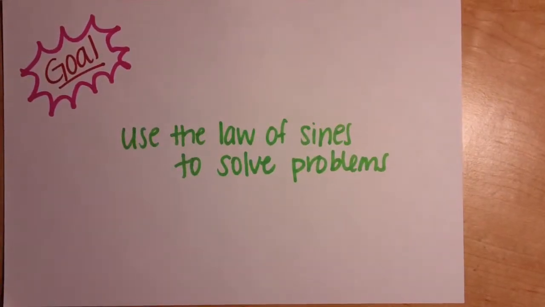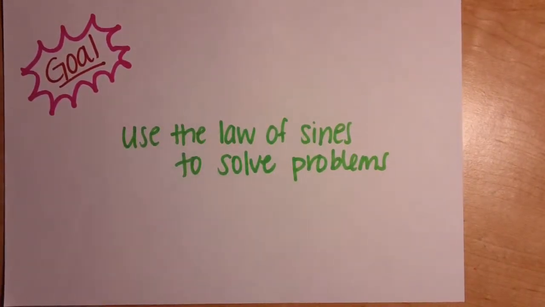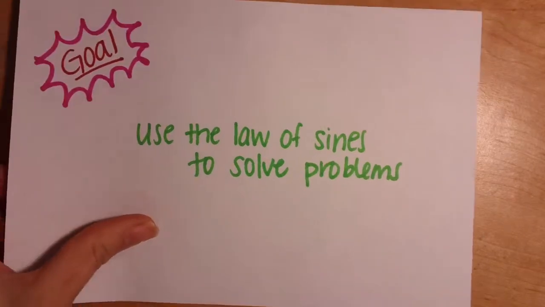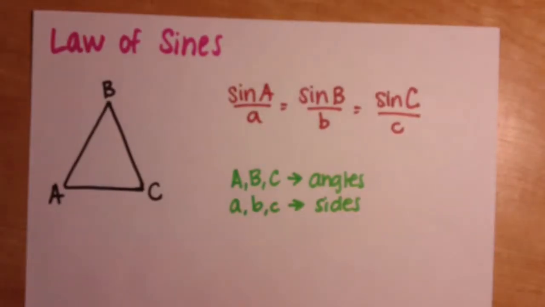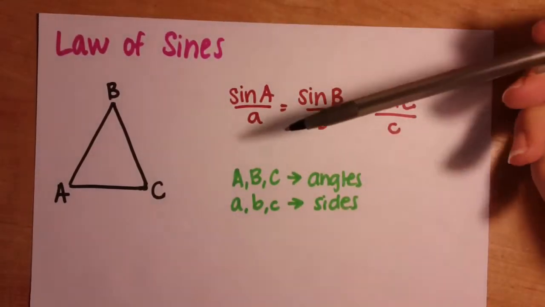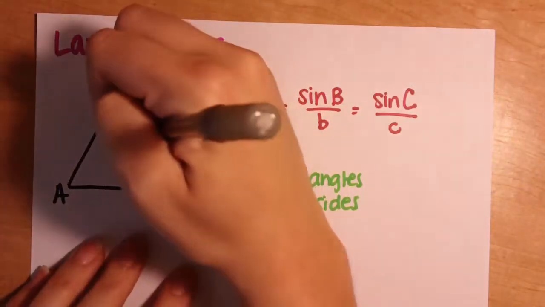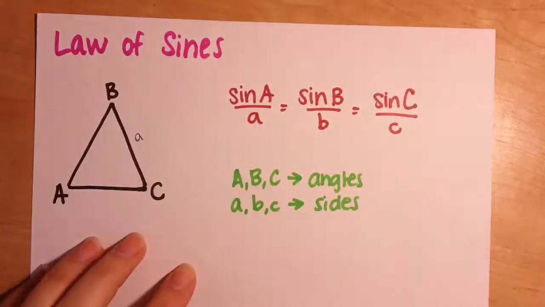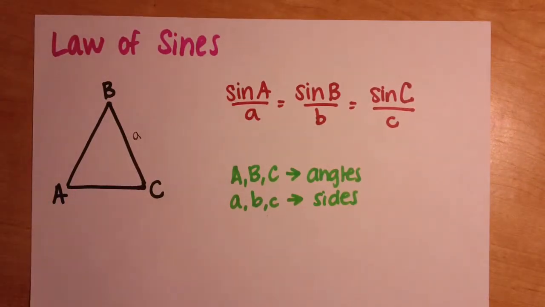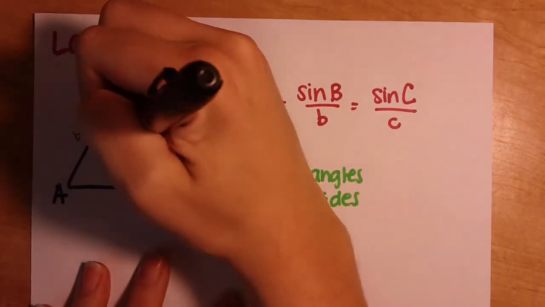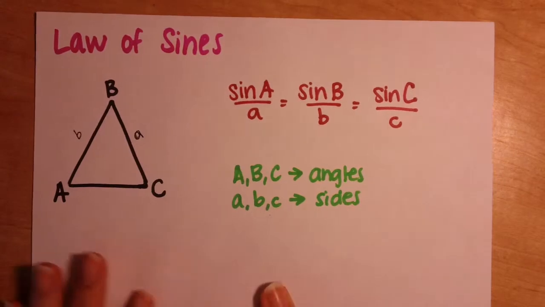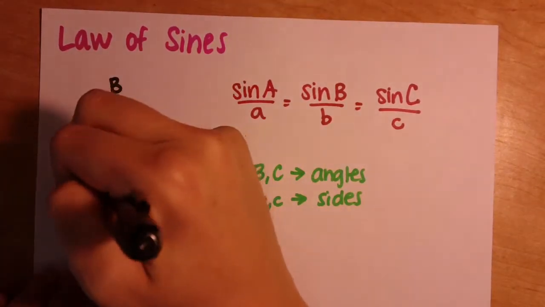Our goal for this lesson is to use the law of sines to solve problems. So first we have the law of sines. The law of sines says that the sine of angle A over side A, so side A is going to be directly opposite angle A, equals the sine of B over side B equals the sine of C over side C.